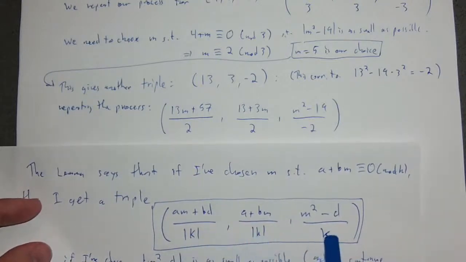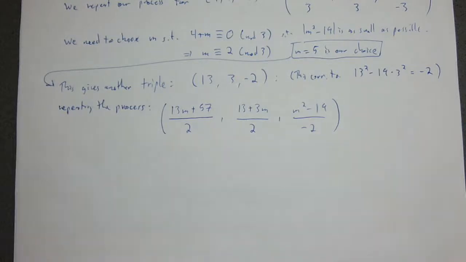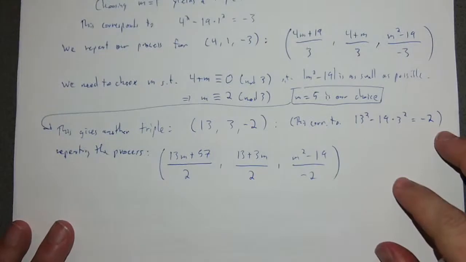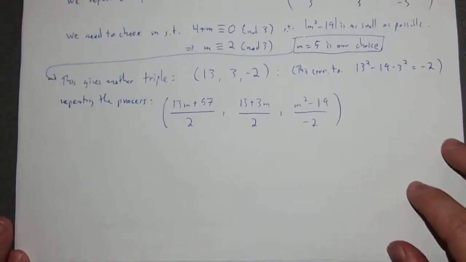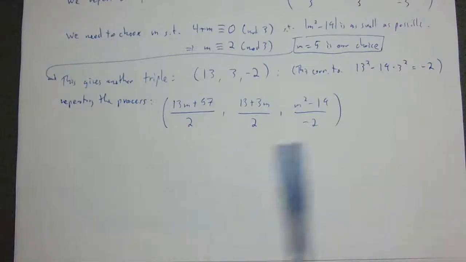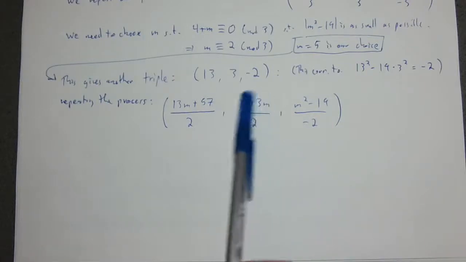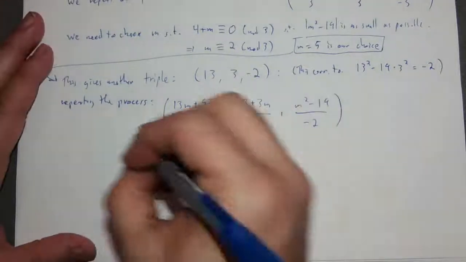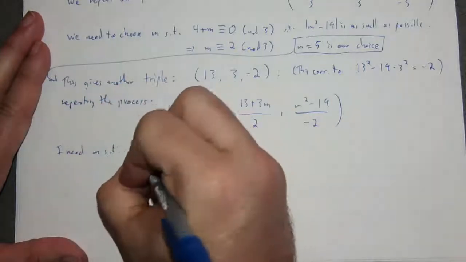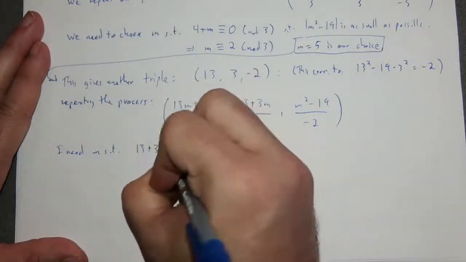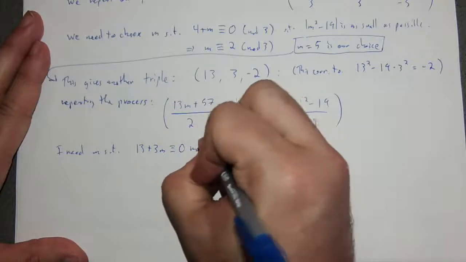So this is where we're getting those numbers. Okay. All right. So after I repeat this process, this is what I have here. Now, I want to make sure that this triple is an integer triple. So what do I need to do? I look at the middle numerator, and I need m such that 13 plus 3m is congruent to 0 mod 2.